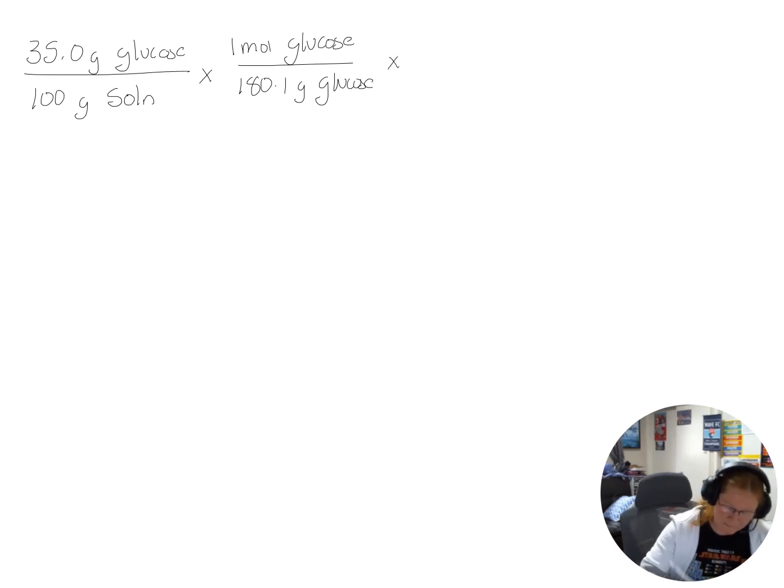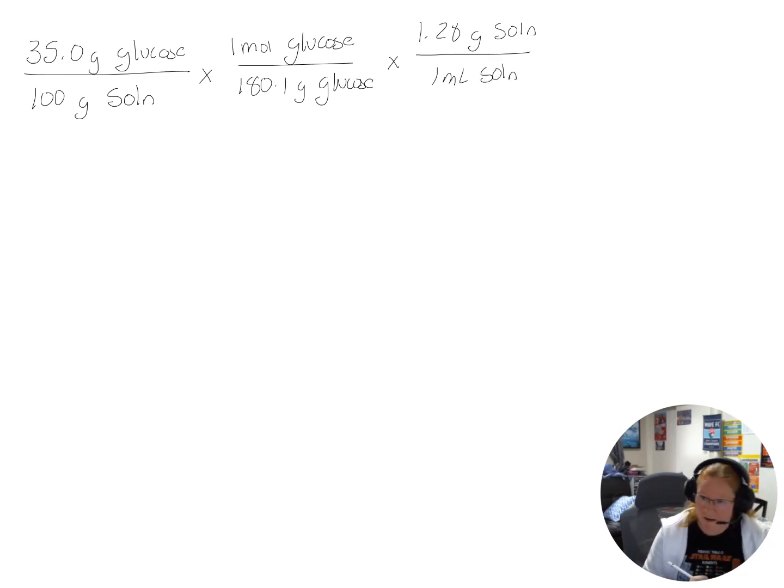All right, there's our top. We're done. Now we have to convert the bottom. So we have to make sure that we are canceling out the grams, and we're left with volume on the bottom. So in this case, we're going to put 1.28 grams of solution over 1 milliliter of solution on the bottom. And then we're going to take 1,000 mL over 1 liter.